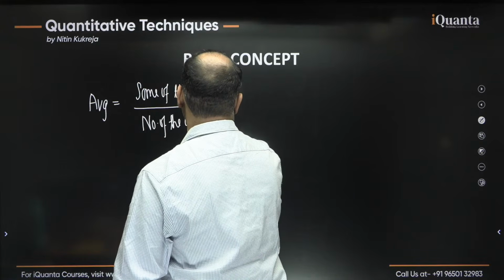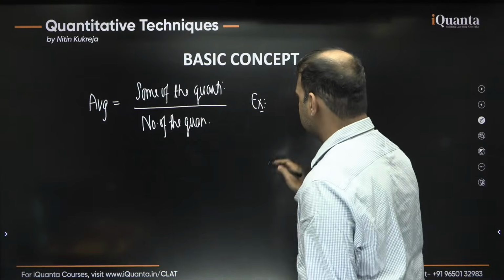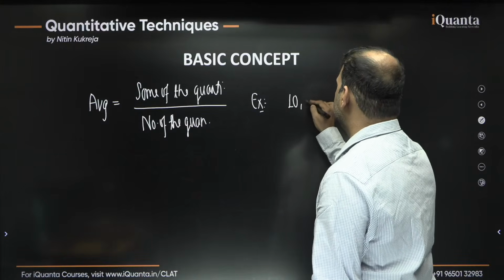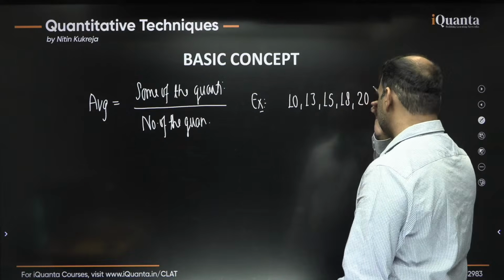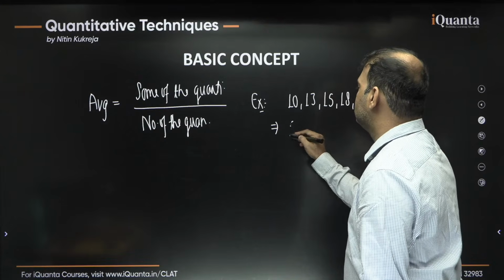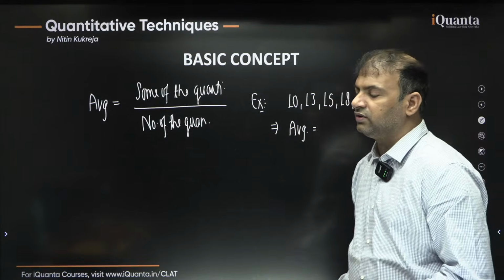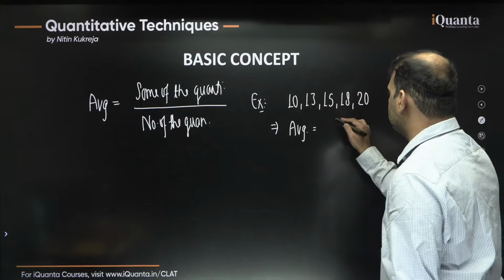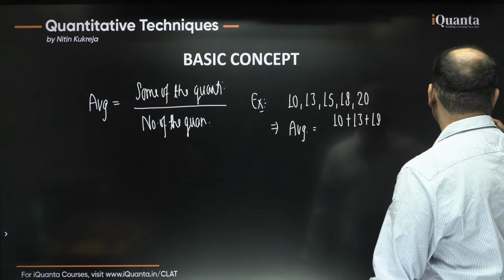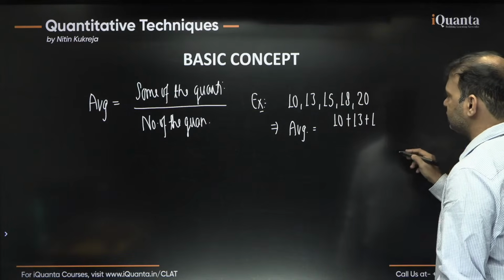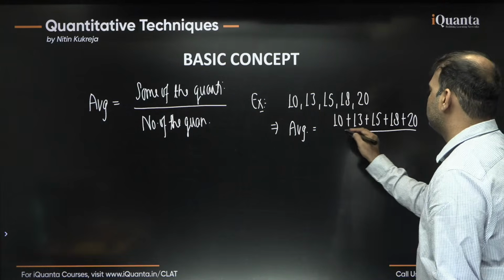If we do a simple example, let's say we are given a few numbers, like 10, 13, 15, 18, and let's say 20. And we have to find the average of them. Average is the sum of the quantities divided by the number of the quantities, as I mentioned. So the sum of the quantities is 10 plus 13 plus 15 plus 18 plus 20, divided by the number of the quantities. How many numbers do you see here? We see 5 numbers. So divided by 5.